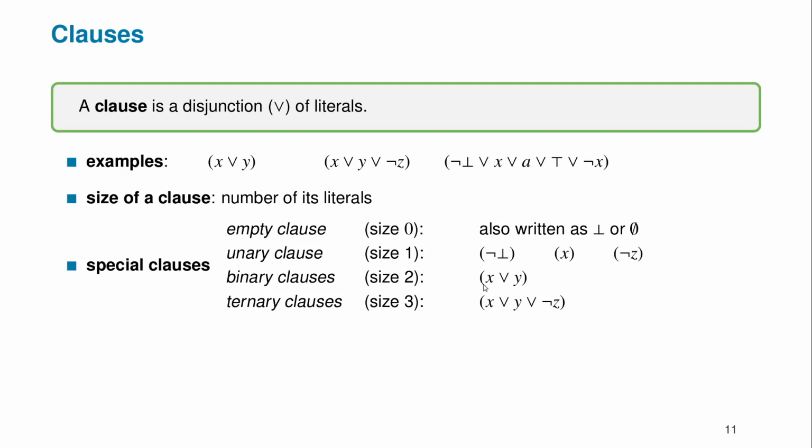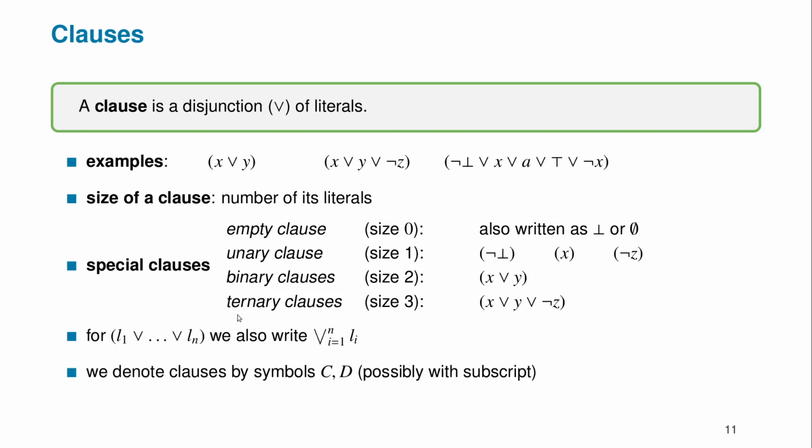Binary clauses are clauses of size 2. Ternary clauses are clauses of size 3. For the other clauses, we usually do not have special names. But these are the clauses that are usually of interest when doing reasoning.